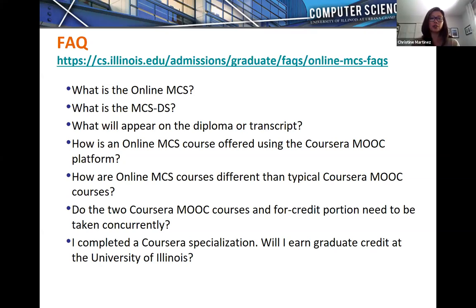Okay. Do the two Coursera MOOC courses and four credit portion need to be taken concurrently? It's best if they are. So if you take one of our classes as a University of Illinois enrolled student, if you're admitted to the MCS program, then it's best to learn everything the way it was intended to be delivered. So watching video lessons and doing the classroom exercises through it will basically take two of the general public MOOCs, and we'll have a version of those where we've compiled everything together and make it available only to the enrolled students. And then you'll also have the classroom exercises as well as the examinations and the projects and programming projects and everything else all in one package. That's the best way to learn.